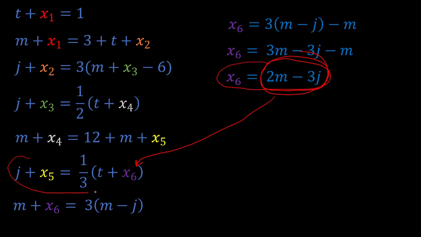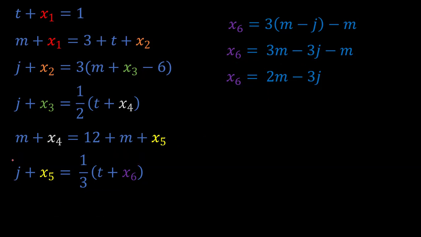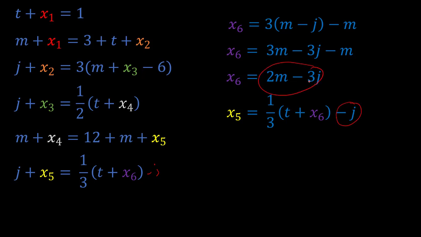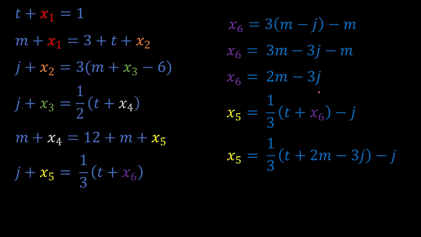We'll move this equation up now, and we can get rid of that other one. And this is going to be our equation for x sub 5, because we also subtracted j from it, which is our minus j over here. And now we take this x sub 6 value, plug it in, and we get this.